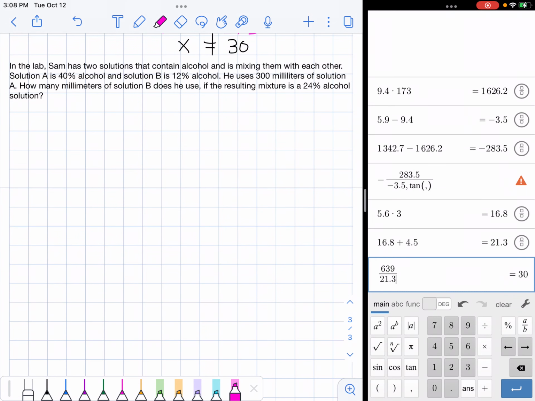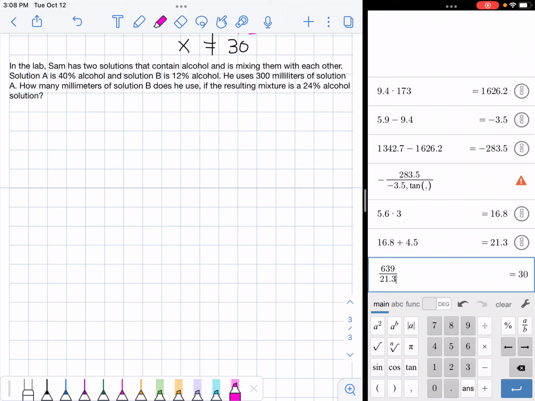This one said, in the lab, Sam has two solutions that contain alcohol, and he is mixing them with each other. Solution A is 40% alcohol, and solution B is 12% alcohol. He uses 300 milliliters of solution A. How many milliliters of solution B does he use if the resulting mixture is 24% alcohol solution?